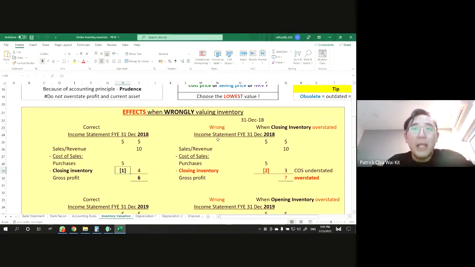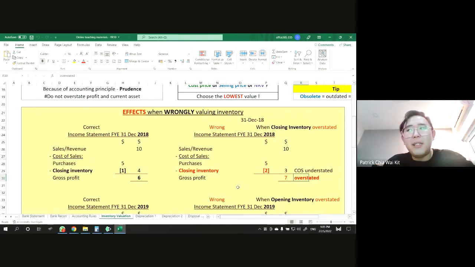Now what if we overvalue? That means we overstate our closing inventory. So this is the error that we make. Then what will happen to profit? Everything remains the same, but closing inventory now becomes two, more than one, so it's overvalued. So $2. Then you can notice that gross profit goes from $6 to $7. So when you overvalue your closing inventory, your profit is also overstated.